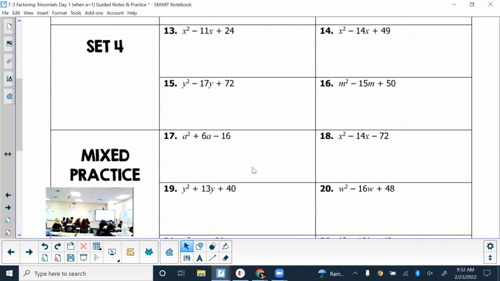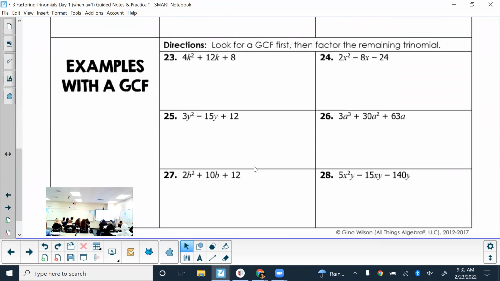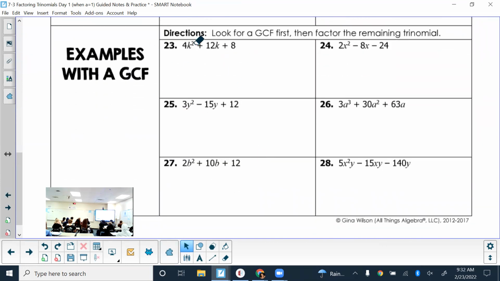So definitely watch the video if you were working on something else yesterday. But we did not get to this part, which is examples with the GCF. Now, the resources that I've been pulling from organize everything and tell you when to look for a GCF. They kind of failed to mention that you should really always be looking for a GCF first. Like on the test, it's not going to tell you necessarily to check for a GCF. You just have to know that you need to do that.